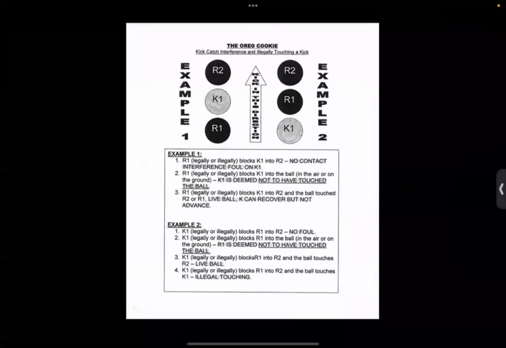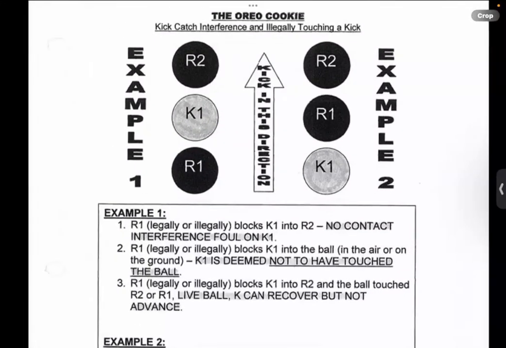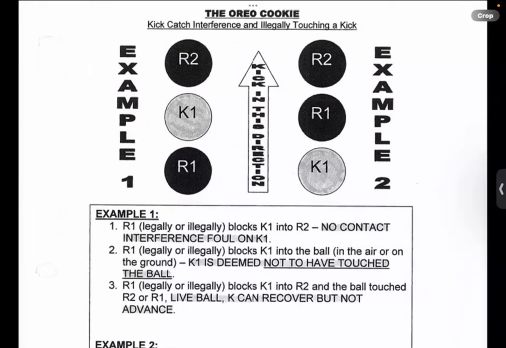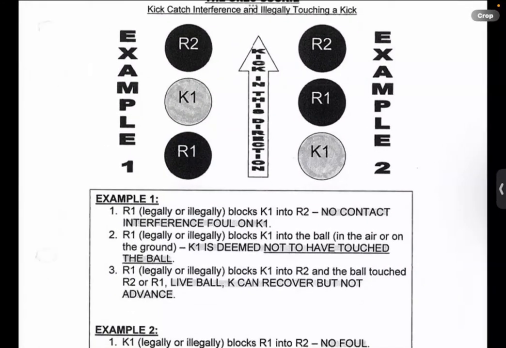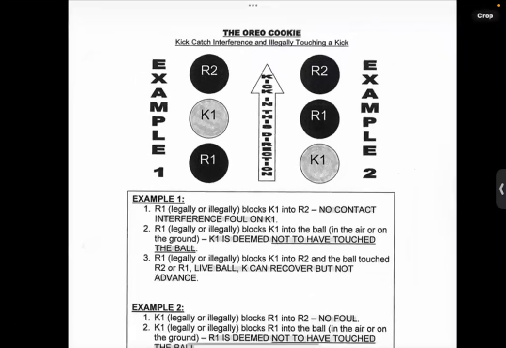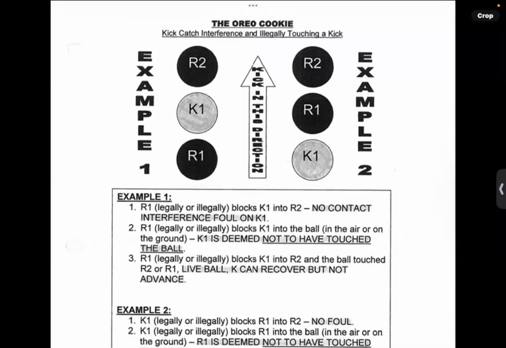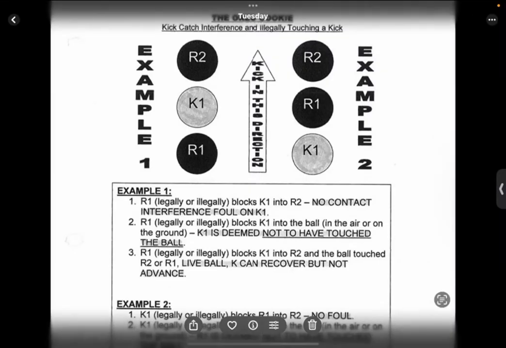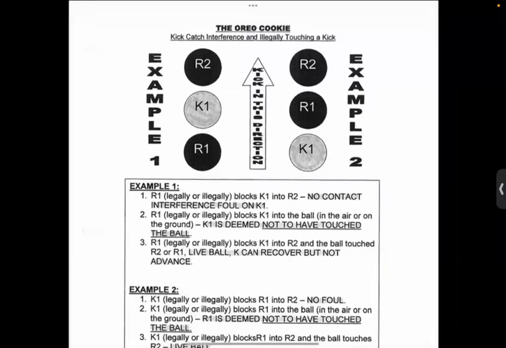First, I'll use this Oreo cookie illustration. Read from here. Example 1 on the left-hand side. R1 legally or illegally blocks K1 into R2. There's no contact interference foul on K1 due to him being blocked by R1 into R2.